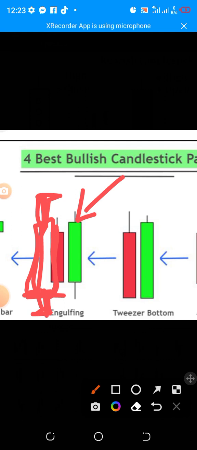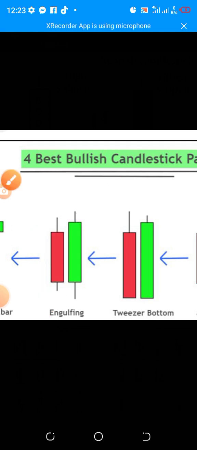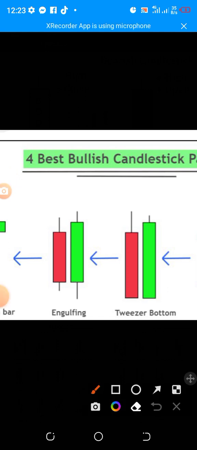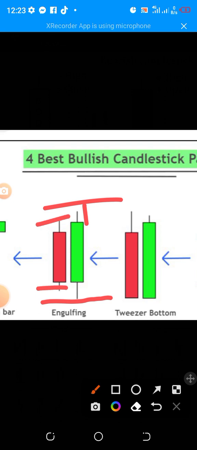The bullish candle is higher at the top, and it also has a lower wick than the previous candle. That means the buyers took over from the start. The candle opened here, the sellers came in and pushed, then the buyers came in and pushed up to here, and the candle closed as a bullish candle.